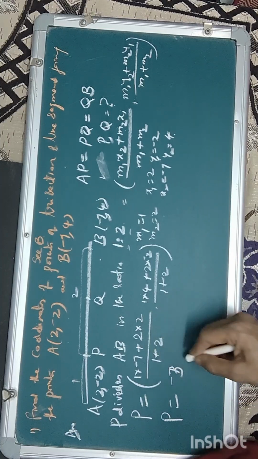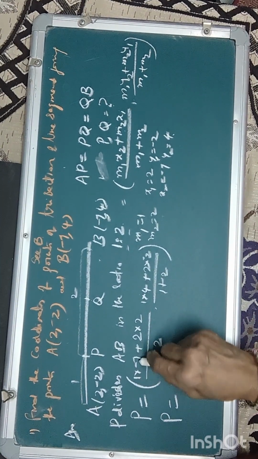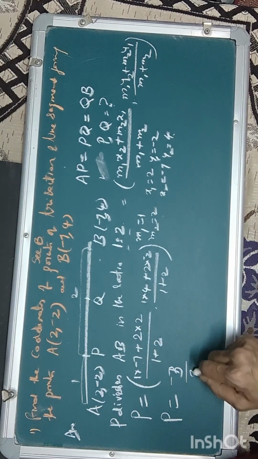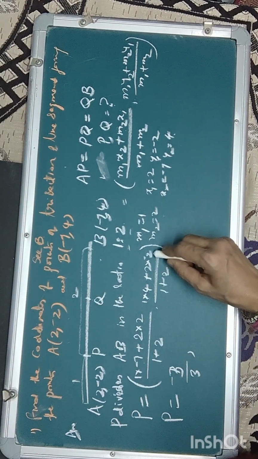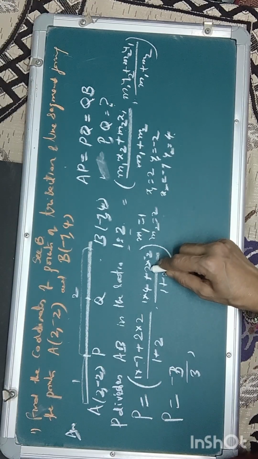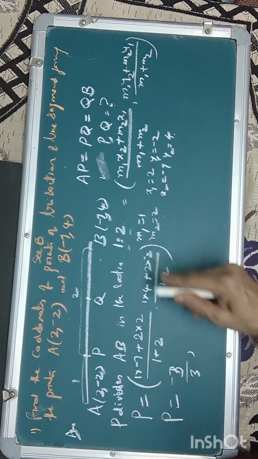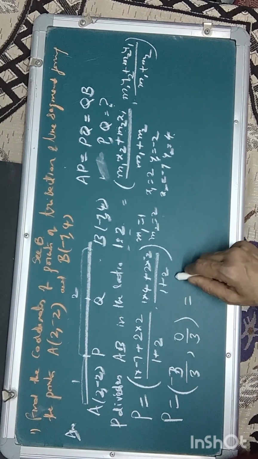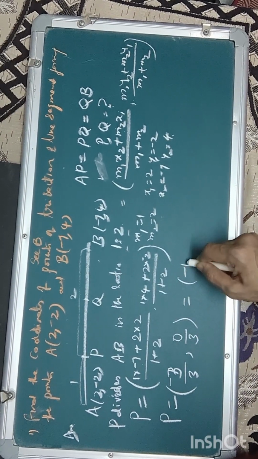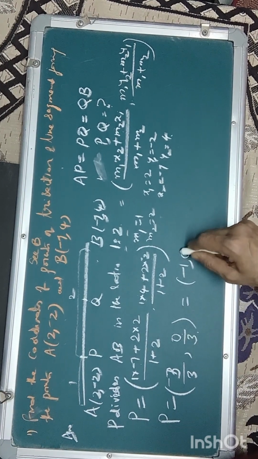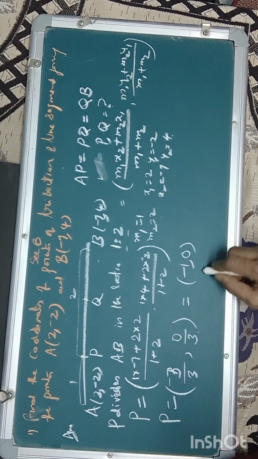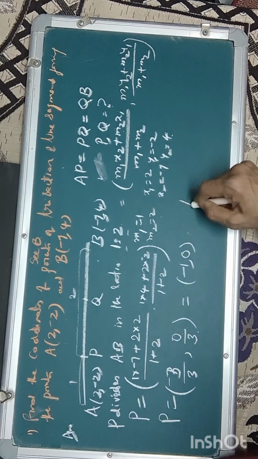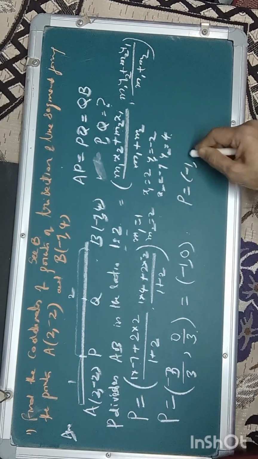If you want another step, then I will write. That is 1 into -7, -7 plus 4, so -3 by 1 plus 2, 3. And 1 into 4, 2 into -2, so 4 minus 4 is 0, 0 by 3. So -3 by 3 means -1, and 0 by 3 is equal to 0. So P is equal to (-1, 0).